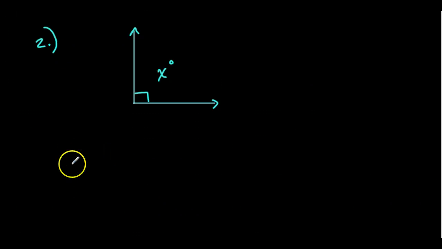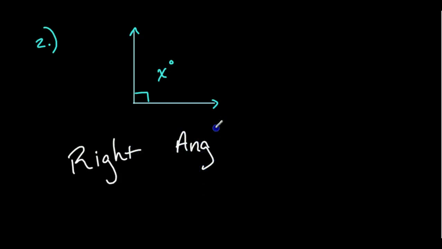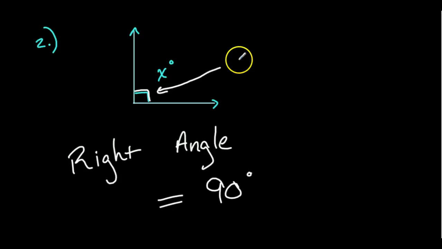The next one that we're going to cover is a right angle. Right angles are exactly 90 degrees. They must be 90 degrees. See this little box that we drew in there? That's the symbol. Anytime you see that, you can automatically think 90 degrees.